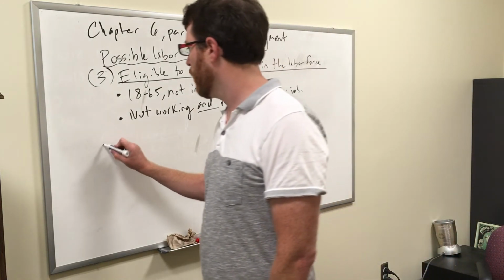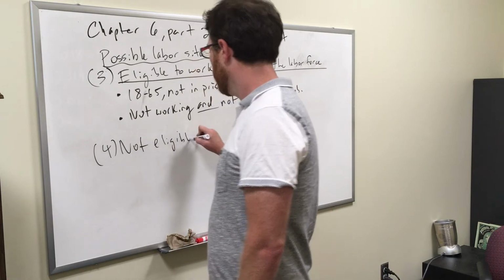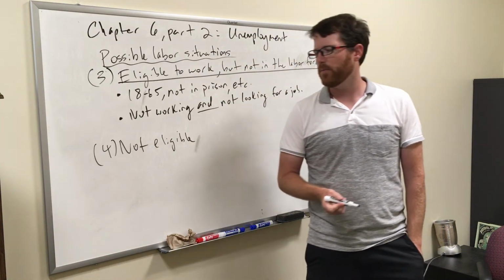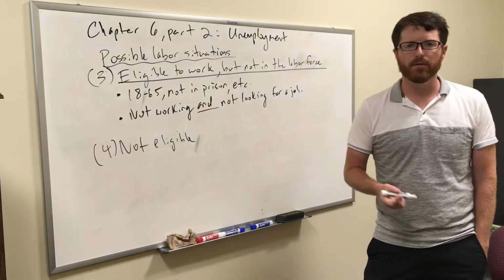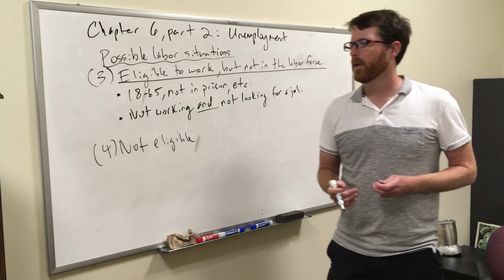The fourth category then is those that are not eligible. Like my 2-year-old daughter, right? She doesn't fit into that age group. People in prison, people in military, that sort of thing. Okay? So that's the possible scenarios you could be in.